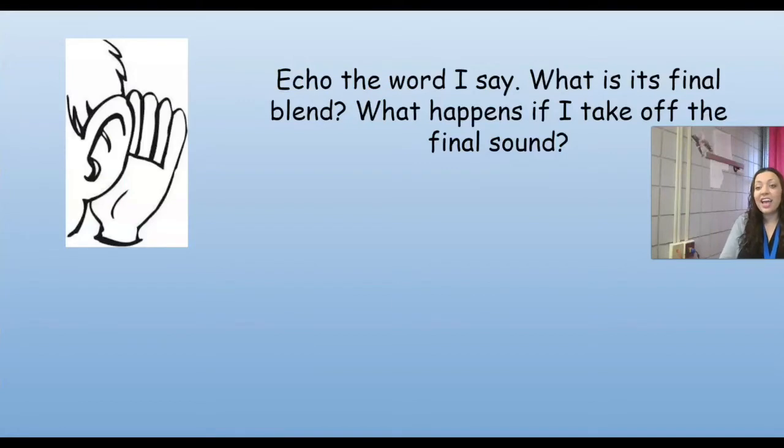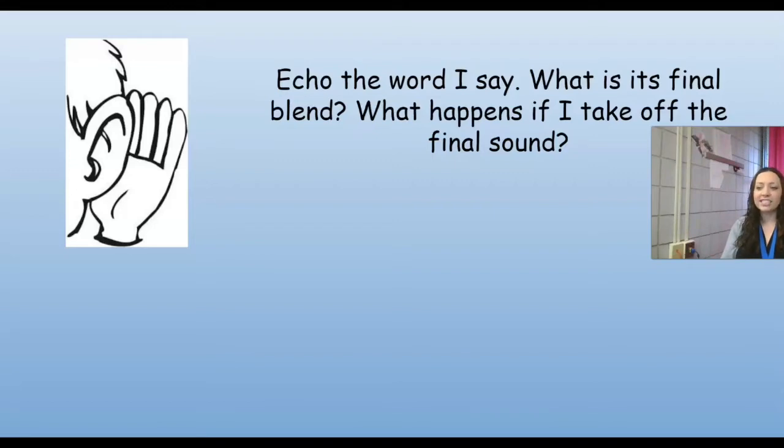All right, so you're going to echo the word that I say, and you're going to tell me what its final blend is. Those are blends, so it's two letters that make one sound. And then we're going to figure out what happens if I delete that blend. Are you ready? Boast, boast. That's right. The final blend is st. And so if I have boast, I take off the st. I'm left with bo. Very good.